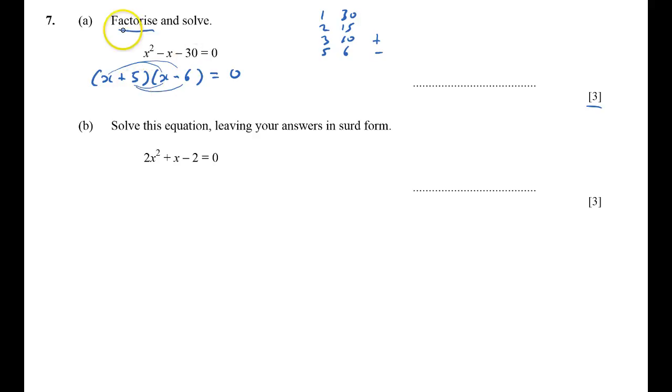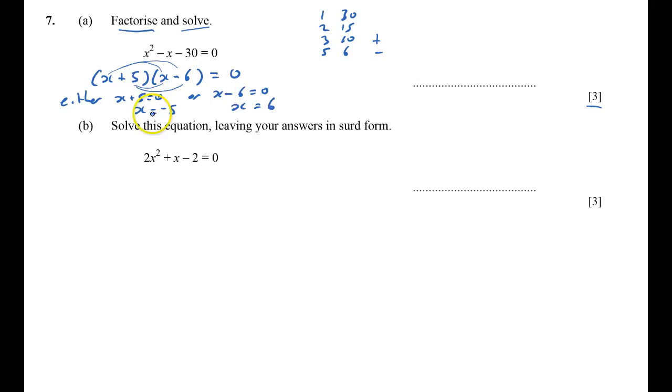I've factorised it. I've now got to solve it. So I've got something times something is 0, so I've always put the word either x plus 5 equals 0, or x minus 6 equals 0. Now a little equation. Solve that one, take away 5 from both sides, I get x equals negative 5, and here solve this one, add 6 to both sides, x equals 6. So that's part A done.